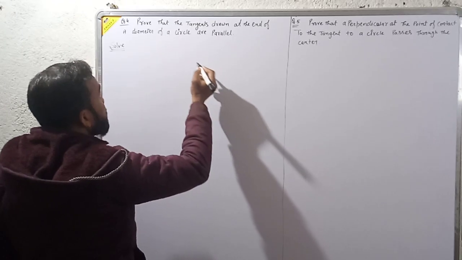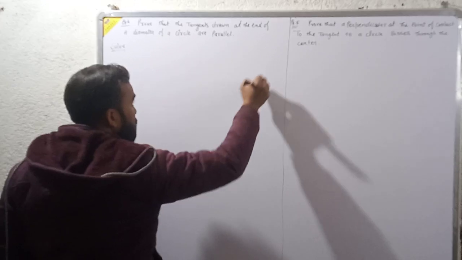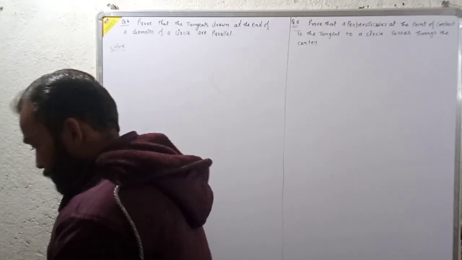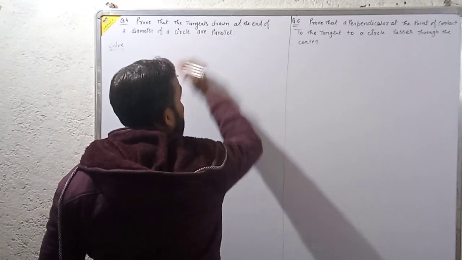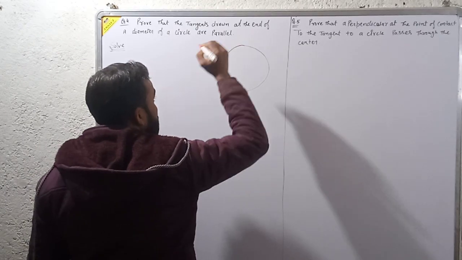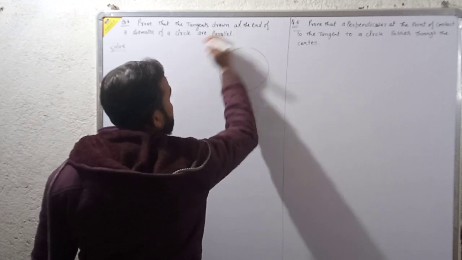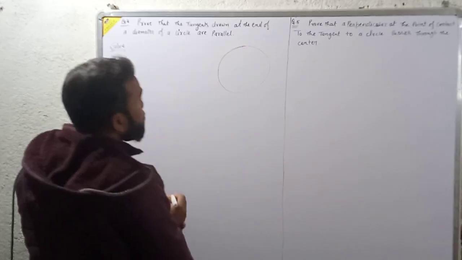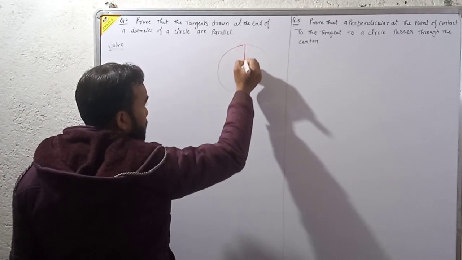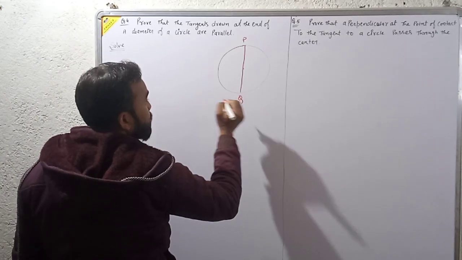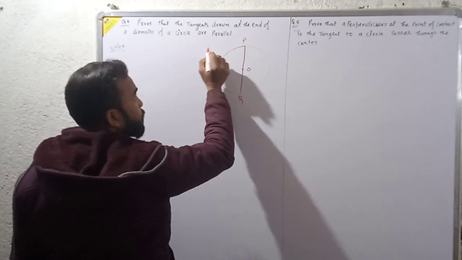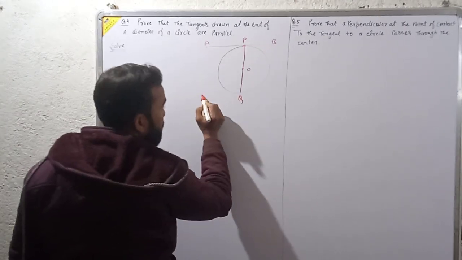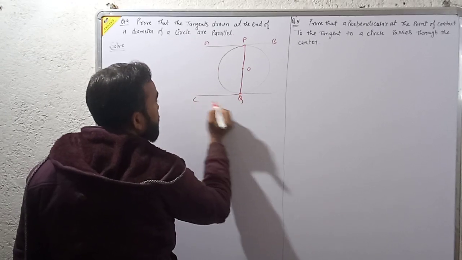From the given information, first we suppose this is a circle with center O and this is the diameter PQ, center O. Let me suppose the first tangent is AB at point P and the second is CD.